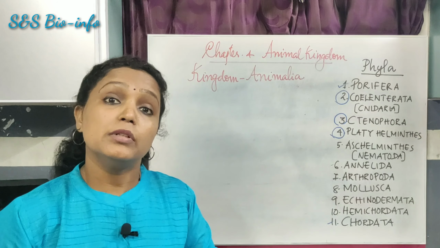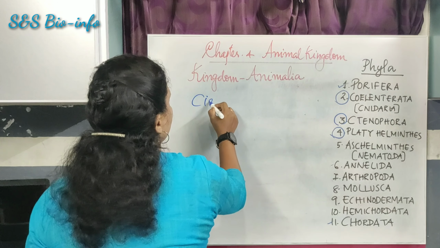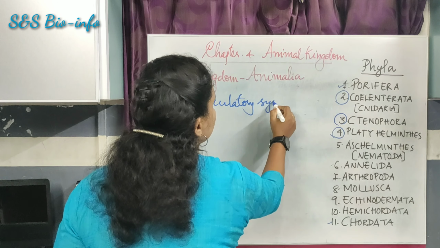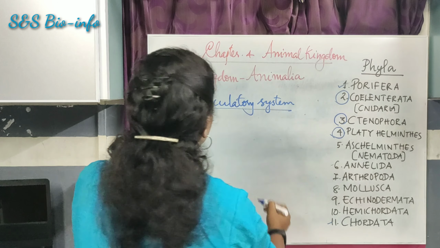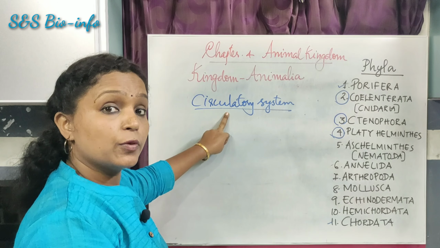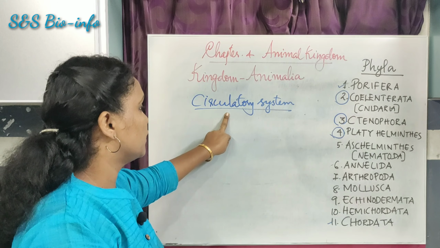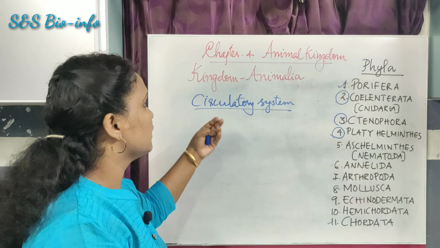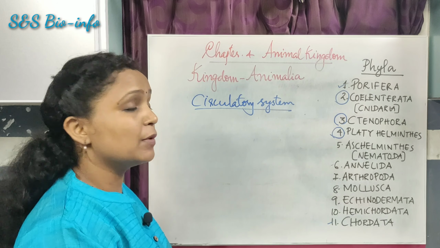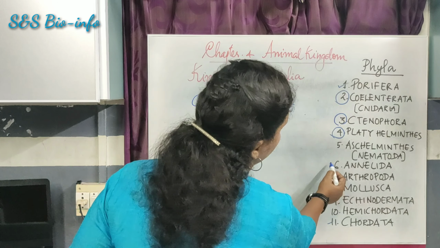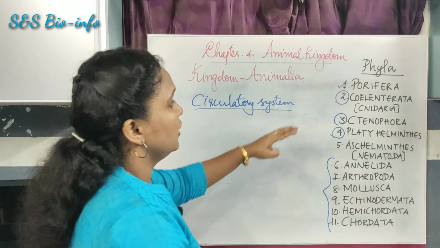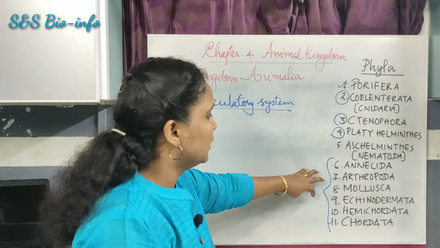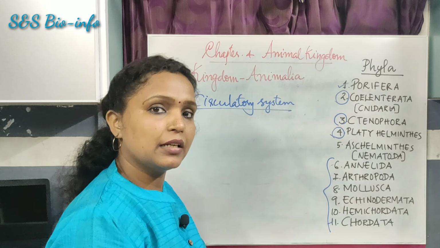Let's take another example, circulatory system. What is the purpose of circulatory system? For transportation of the blood to various parts of the body with the help of the pumping organ and the blood vessels. That is the common meaning of the circulatory system. The circulatory system is present from the phylum Annelida to the Chordata. Then the phylum Porifera to Aschelminths, they lack circulatory system. The Annelida onwards, they all possess circulatory system.